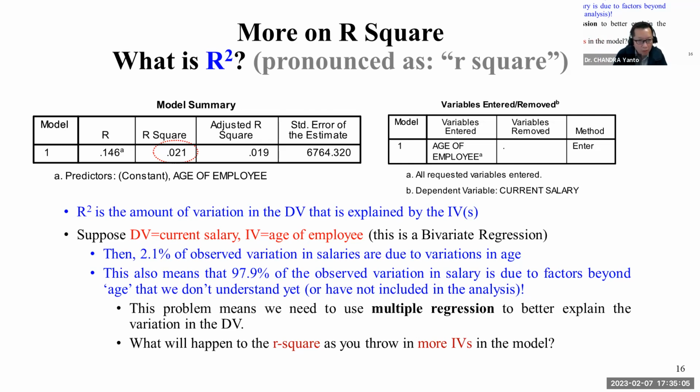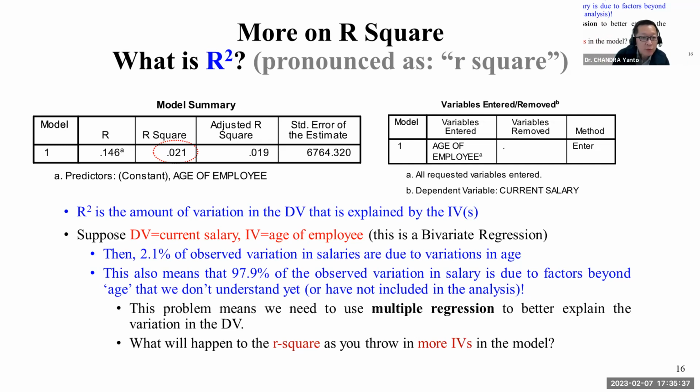Is that big or small? Well, we cannot tell because there's only one variable that you enter in this regression. This is only a bivariate regression. If you enter multiple independent variables, not just age of employee, then you have more information to see how big. But just roughly, 2.1% I think is relatively small, which means that only 2% of the variation of people's income in a sample can be explained by age.